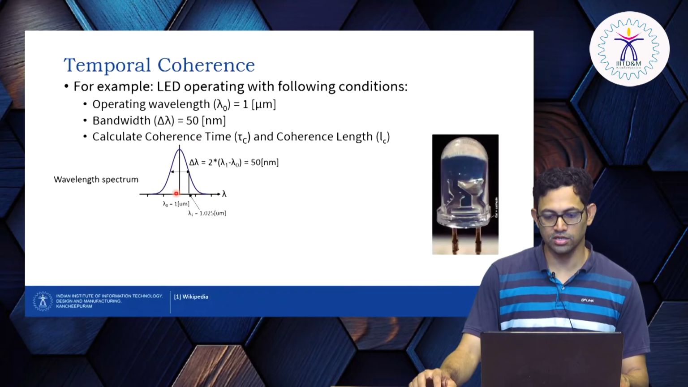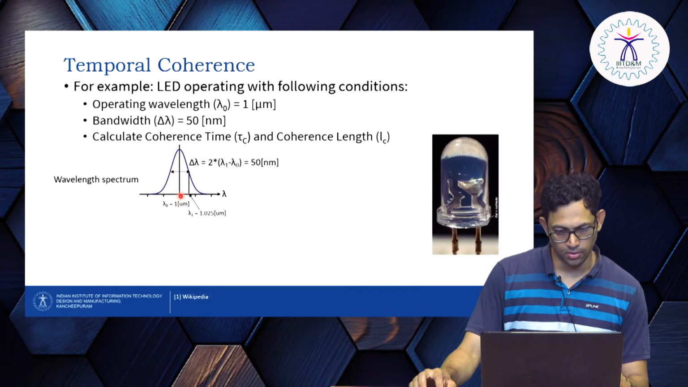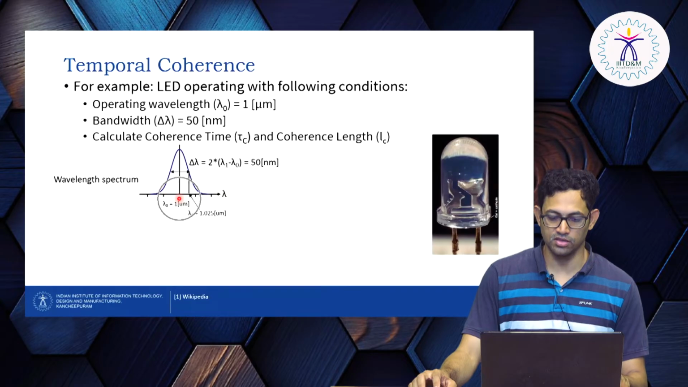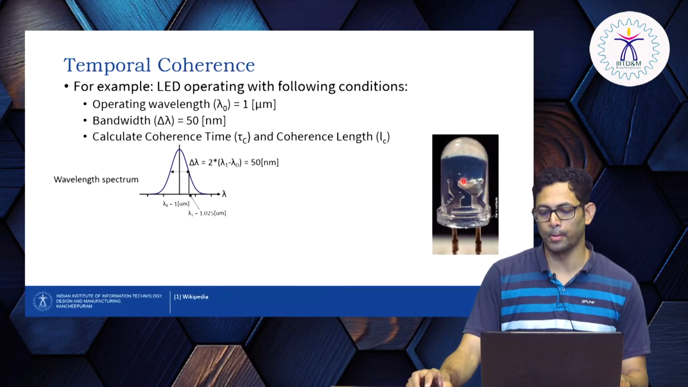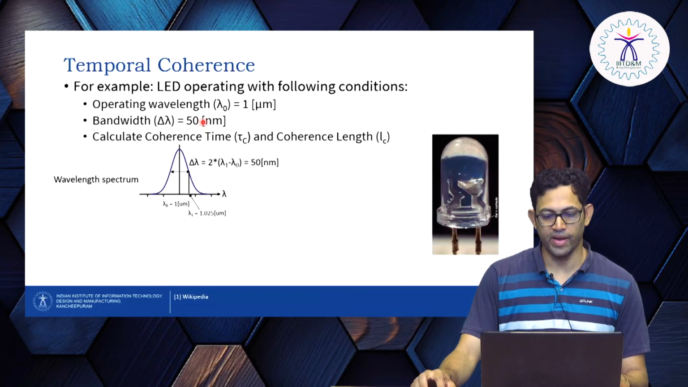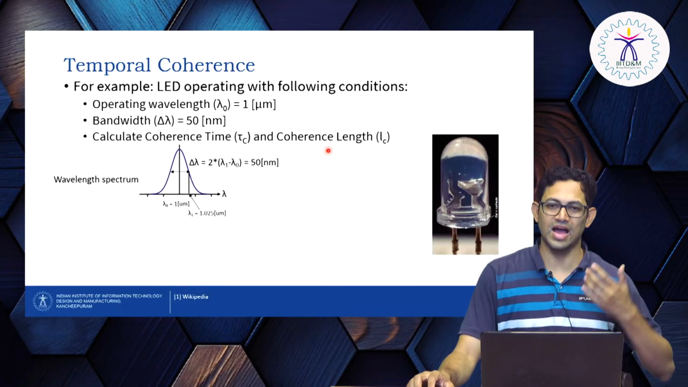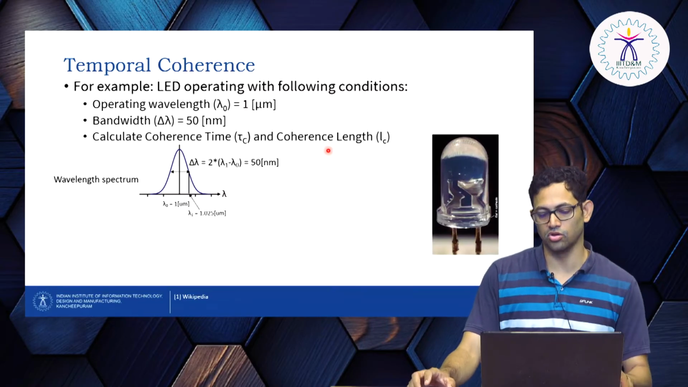The central wavelength, that is the peak wavelength, is around 1 micrometer. So this is kind of an NIR LED. Okay, and the bandwidth is around 50 nanometers, right. If it is 50 nanometers, this delta lambda would be around 1.025 micrometers. Now we have been asked to calculate the temporal coherence time and coherence length. So how do we calculate it?